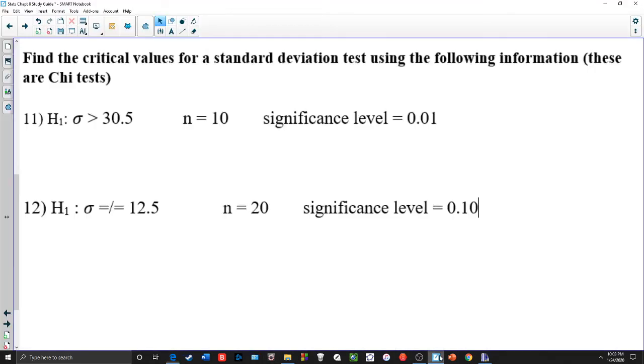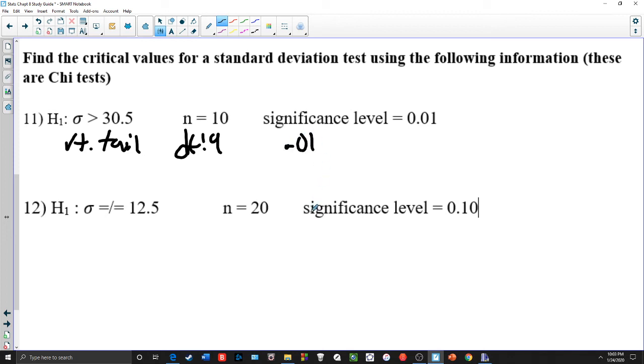So in this case, I just want the critical value. I don't want to test all the way through. I just want what the CV would be. So let's find that. So sigma is bigger than 30.5. So that means it's going to be a right tail test, which is going to be important to me. n is 10, which means my degrees of freedom is going to be 9. And the significance level is 0.01, so my alpha is 0.01. So let's look these up and see what we get. Right tail, 9 degrees of freedom, 0.01.